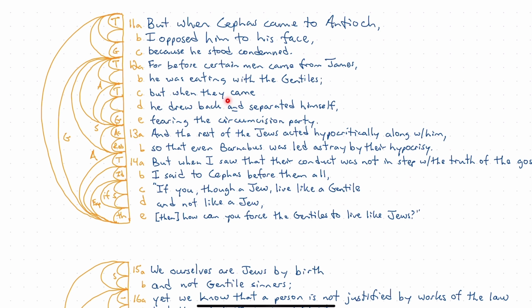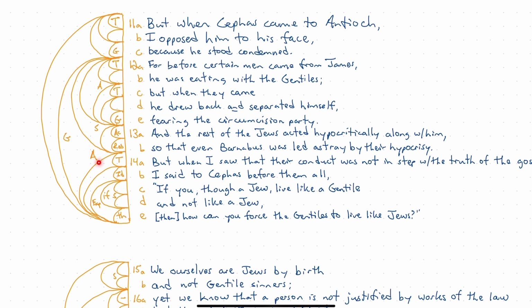But when these certain men from James, from Jerusalem, came down, Cephas drew back and separated himself because he was afraid, so we have the ground, because he was afraid of the circumcision party. So that alternate relationship there is based on Peter's alternating behavior. And Paul notes the rest of the Jews acted hypocritically along with him, with the result that even Barnabas was led astray by their hypocrisy. So we have an action and a result there that's in series with Cephas's actions.